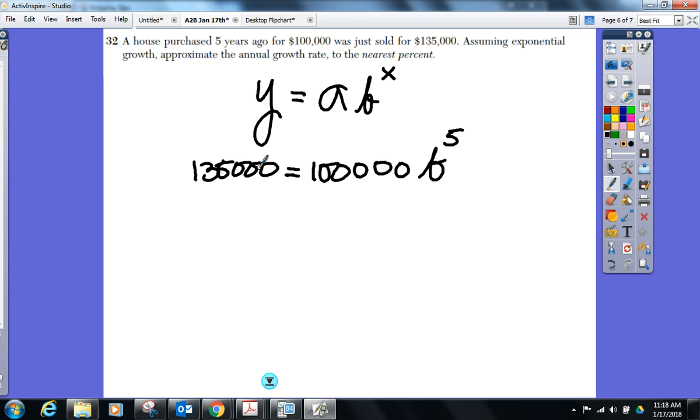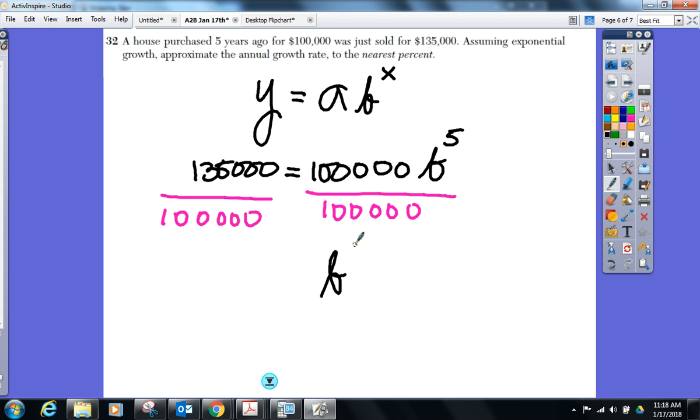Okay, I need your help to solve for B. Solve for B? Yeah, go, say it. You're confident. Get B by itself. Divide by 100,000. B to the 5th equals 1.35.